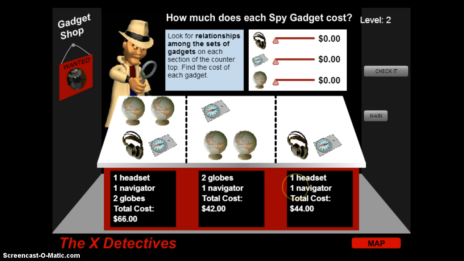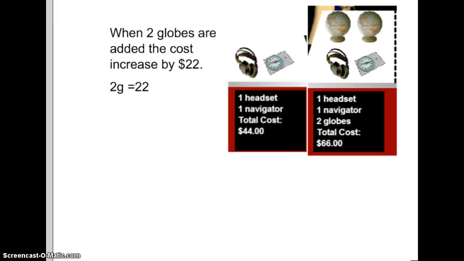Now, one thing I have noticed here, though, is the relationship between this section of the countertop and this section. What do you notice? Well, what I've noticed is that when the 2 globes are added, the cost is increased by $22. So the headset navigator was $44, but when I add 2 globes to it, the cost increases to $66. So that must mean that 2 globes are $22.